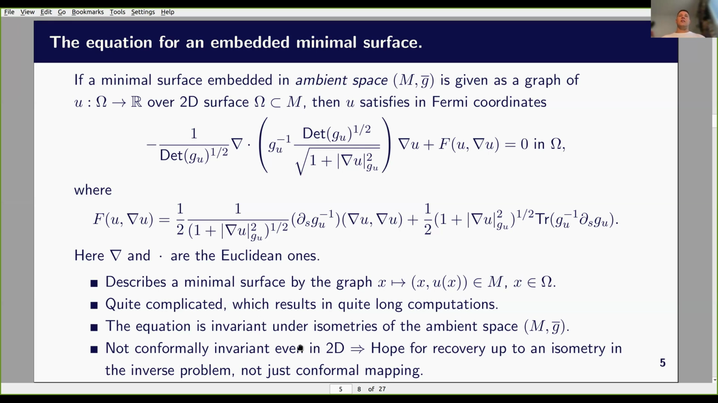And this equation is invariant under isometries of this three-dimensional space (M, G bar). By the way, I will sometimes call this three-dimensional space the ambient space. However, this equation is not conformally invariant in dimension 2, which means that in the inverse problem, there is hope that we can recover things up to an isometry and not just up to a conformal mapping, as sometimes, maybe often, is the case in dimension 2 that you can recover things only up to a conformal mapping. But here, there's hope to recover up to an isometry.